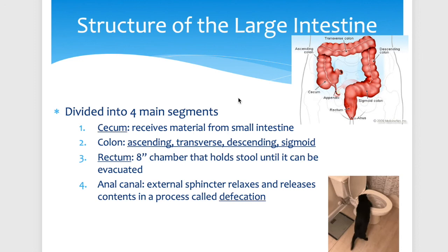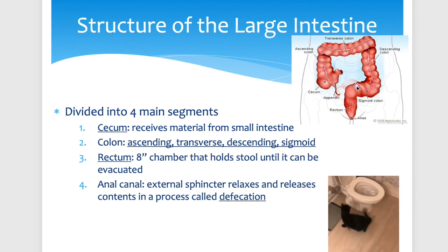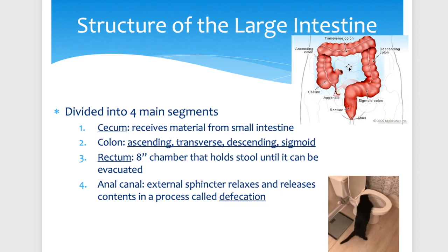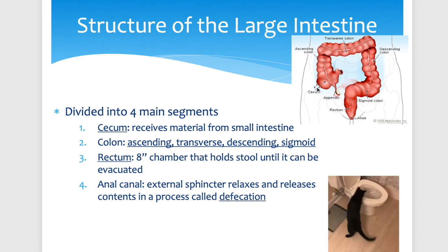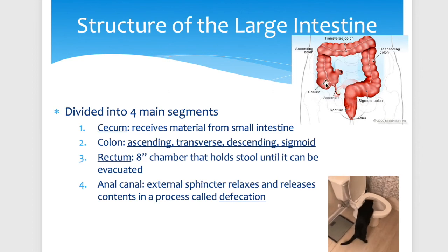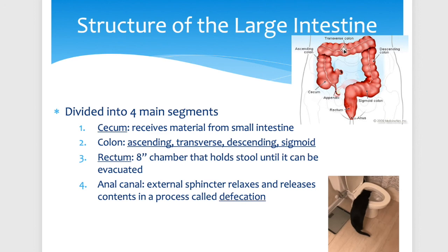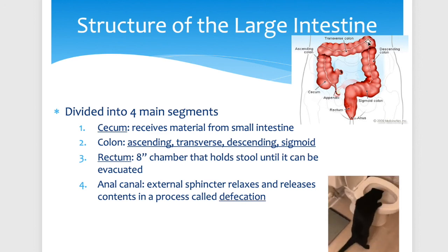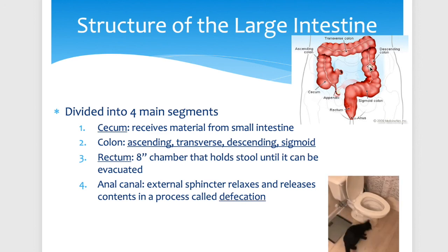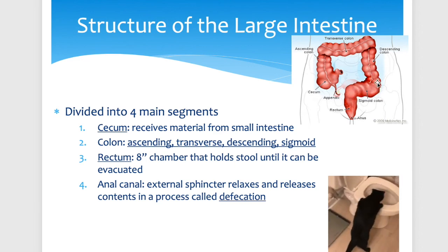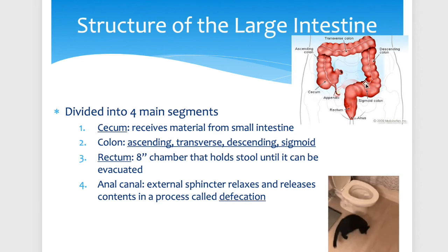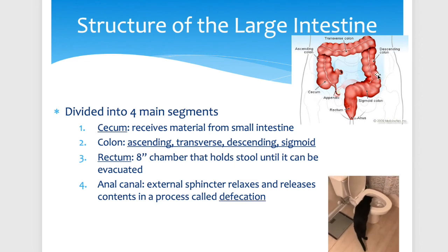Then you would have the colon. There are 4 parts to the actual colon. So food would enter from your small intestine, which would be in this area right here. Then it would enter into the cecum. It would go through the ascending colon, across through the transverse colon, down through the descending colon, and then down here where it's kind of a curved shape, kind of like an S, which is how I remember it, is the sigmoid colon.